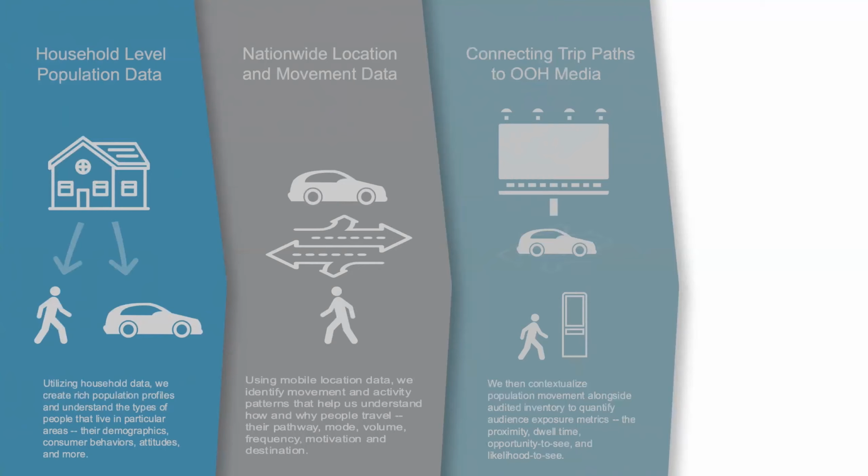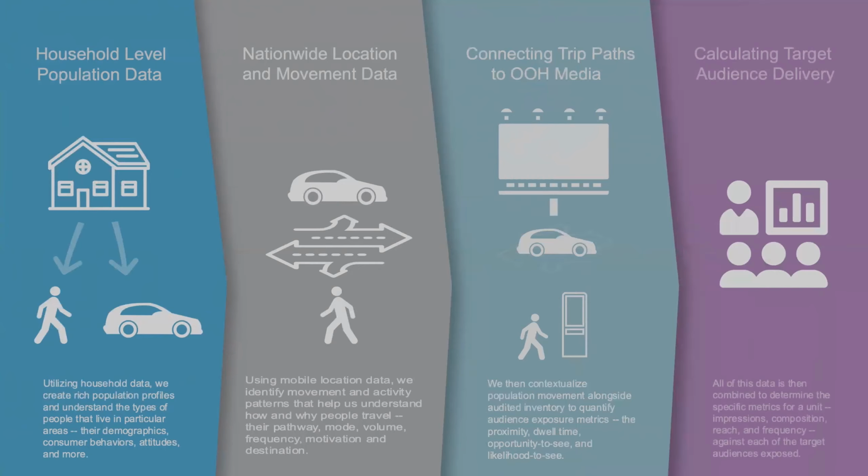So, how close they are, how long they are there, talking about that opportunity to see versus likelihood to see. And once we understand that their trip journey has taken them across this unit, because we understand who they are at the household level, or census block group level rather, we can then apply all those demographics to that.